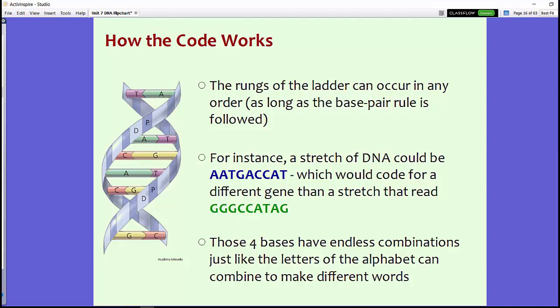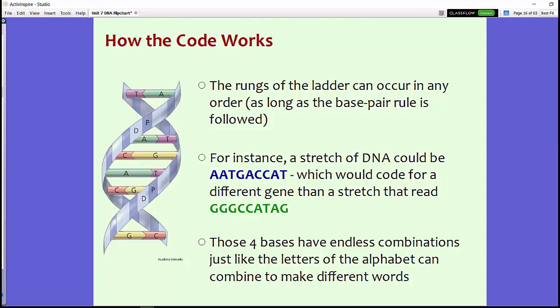So a stretch of DNA could be AATGACCAT, that fancy thing in blue, and it would actually code for a different gene than a stretch that might read GGG. Think of it as a language. Each of them is going to code for a very specific protein, which might be something completely different. And that protein will tell the cell, the body, whatever it happens to be, to do specific things.